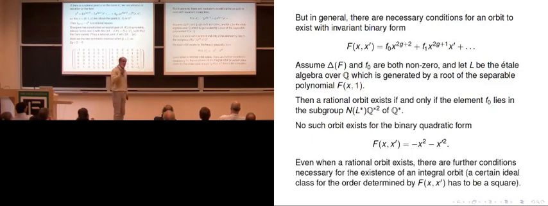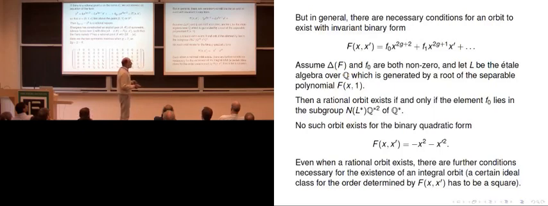Okay. And even when a rational orbit exists, if you do a more detailed analysis, you don't even always have an integral orbit, because you need a certain ideal class that's determined by the binary form to be a square. And there we use a lot of the beautiful results in Melanie Wood's PhD thesis.